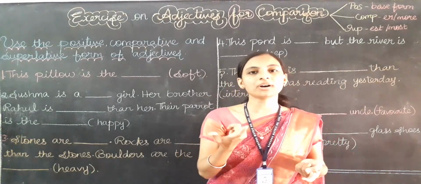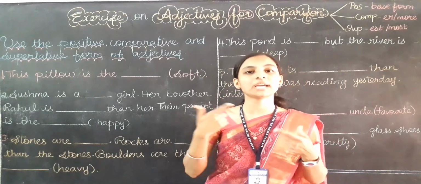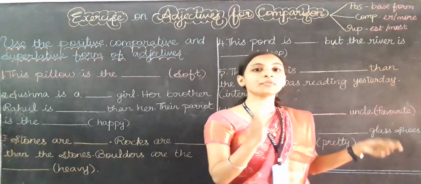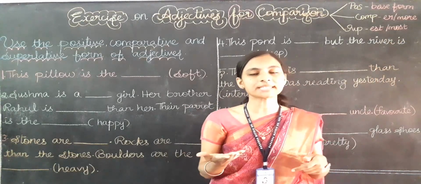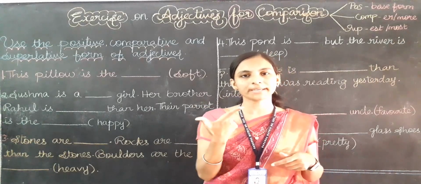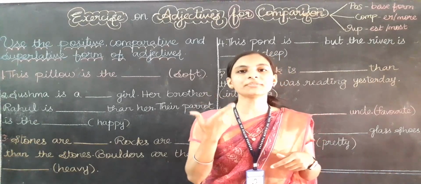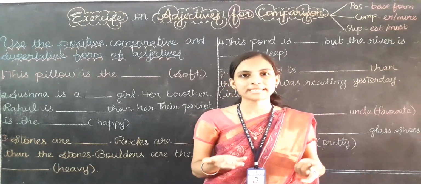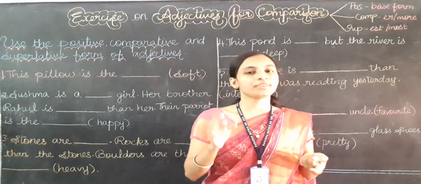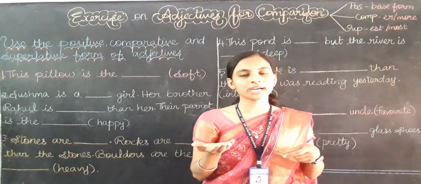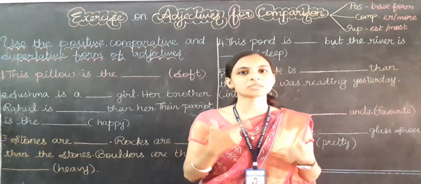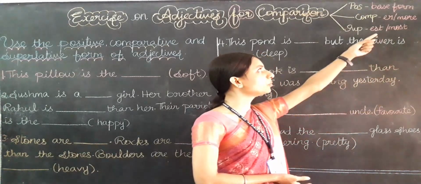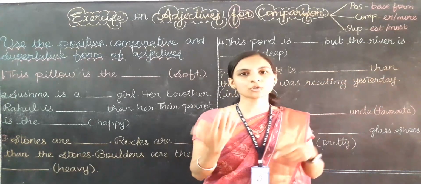Suppose the adjective is a big word, we add more before the adjective. Example, interesting. Interesting is a big word. Am I right? So in this word we add more before the adjective for comparison. So for comparative degree we add er at the end of the adjective if the adjective is a small word. If the adjective is big, then we use more before the adjective to show the comparison.